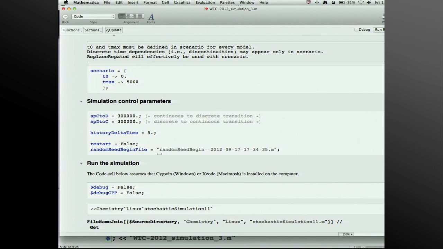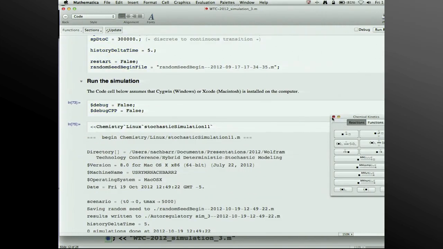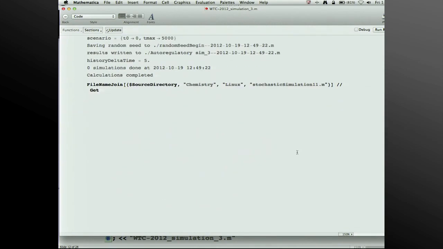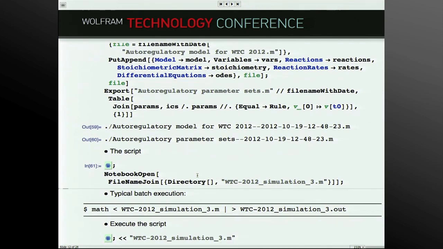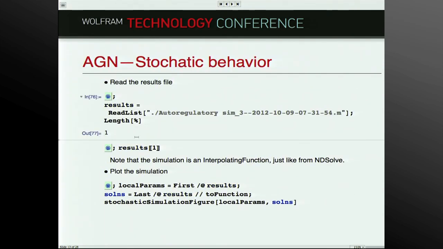I put in the ability to restart in case you need to debug something or you want to be able to reproduce results and maybe run it longer. Okay, so we basically just say run the package, and it's done. This is a very fast simulation. So we'll come back here, and I've just done that, so I don't need to do it that way. Okay, so let's read the results in, and there's just one result because I did just one simulation.